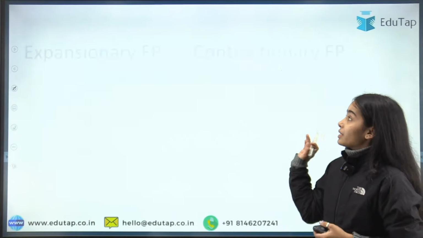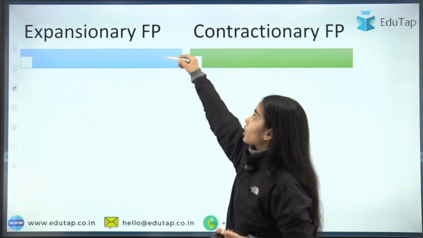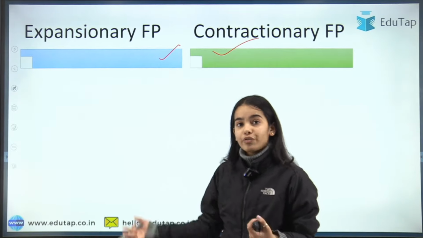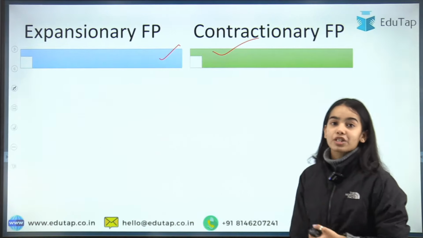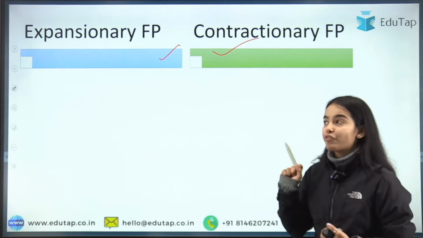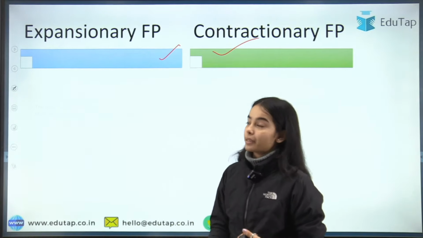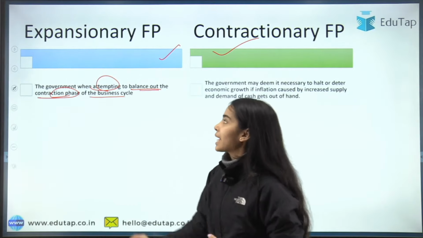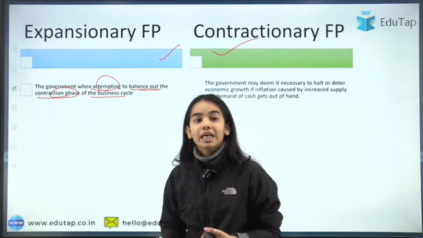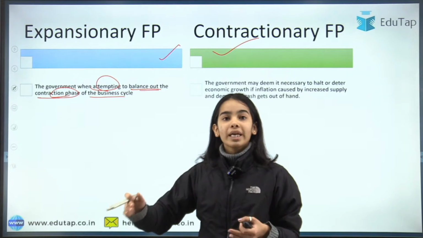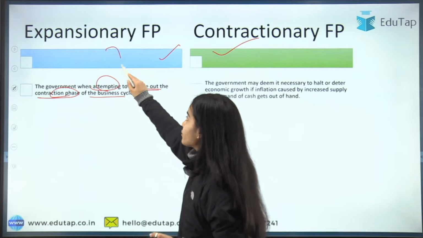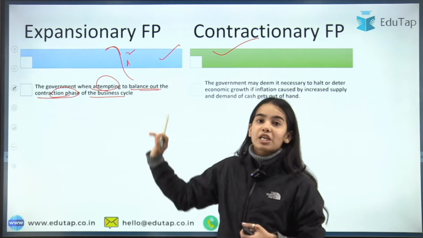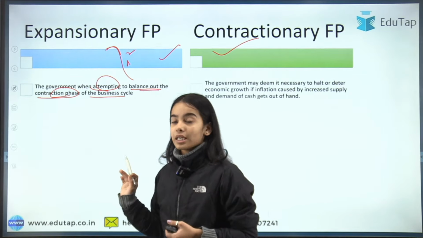So now, see, when is the expansionary fiscal policy or the contractionary fiscal policy used? If there is a recession, then what should we do? Should we adopt the expansionary fiscal policy or the contractionary fiscal policy? That we will see, which policy is used by the government. When the government is attempting to balance out the contraction phase of the business cycle, then the expansionary fiscal policy is used. That is, when the economy is facing a downturn, going into the contraction phase, recession or depression, then the expansionary fiscal policy is used.